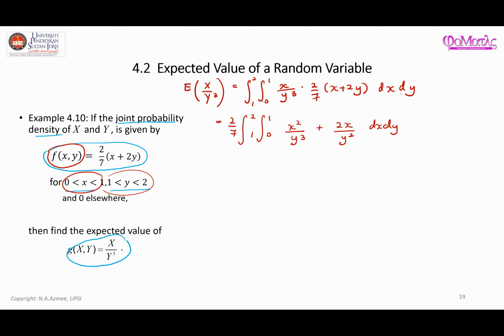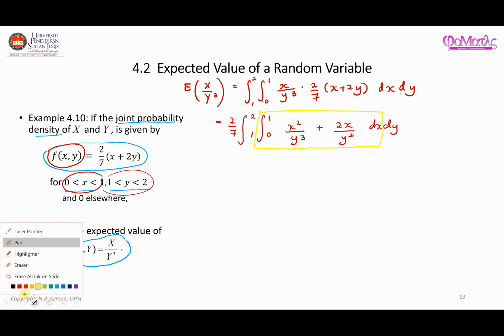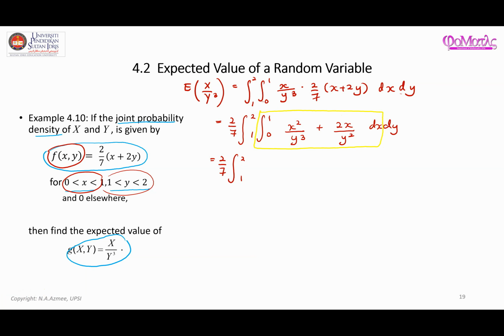All right, so now we are going to do this process first. You are going to integrate this part first, the inner part here. So we're going to do that with respect to x. Okay, so that's what we're going to do. So we have 2 over 7, 2 and 1. Okay, so we're going to do that part here.